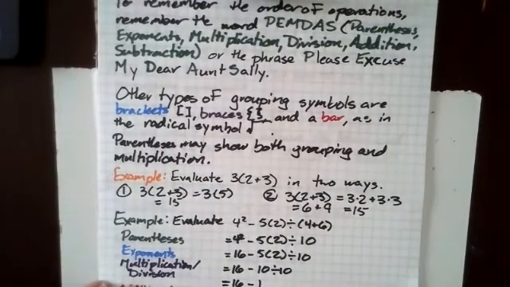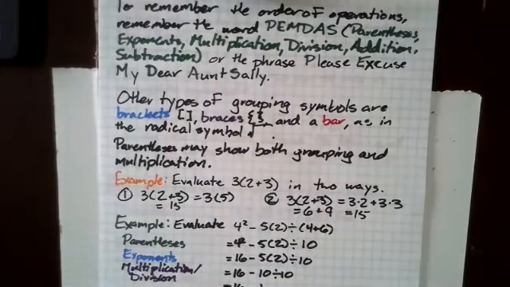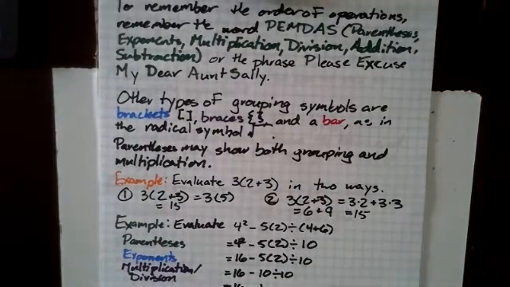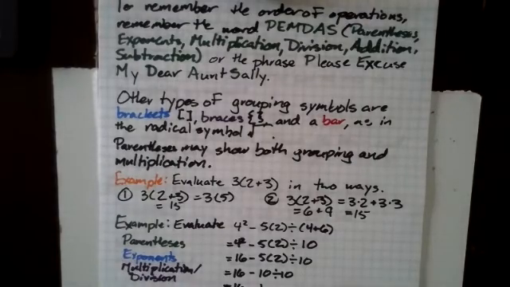To remember the order of operations, remember the word PEMDAS, which stands for parentheses, exponents, multiplication, division, addition, subtraction. Or you can also remember the phrase, "Please excuse my dear Aunt Sally." Other types of grouping symbols are brackets, which are square brackets, they look like square parentheses, braces, which look like curly parentheses, and bars, as in the radical symbol.